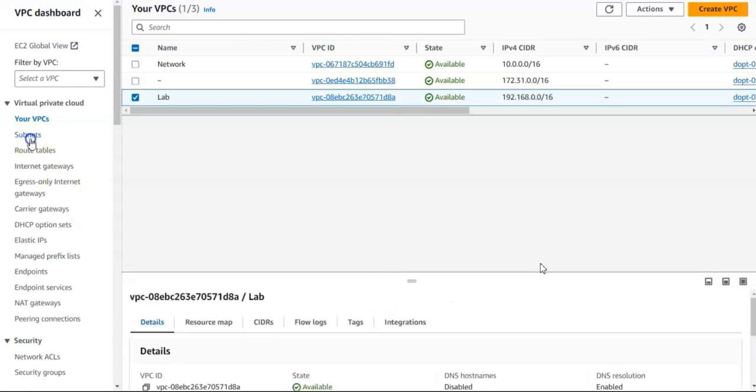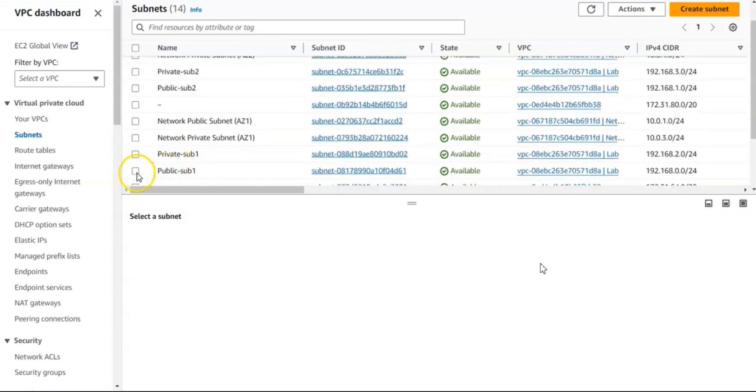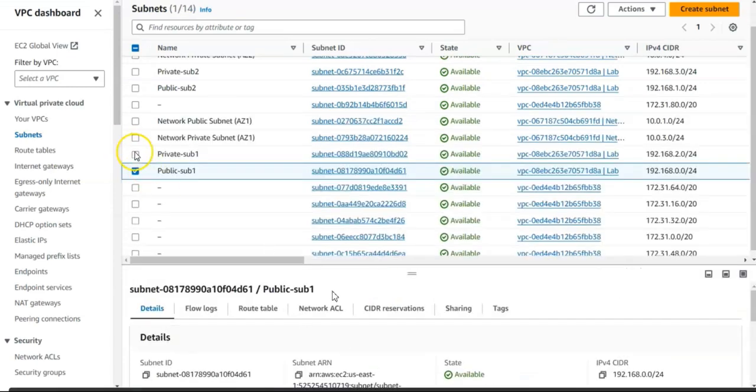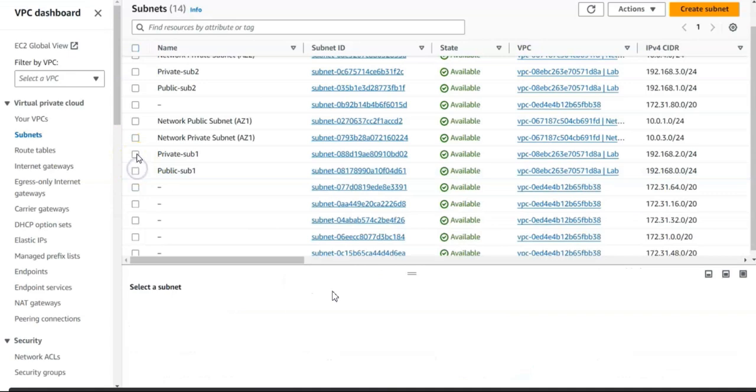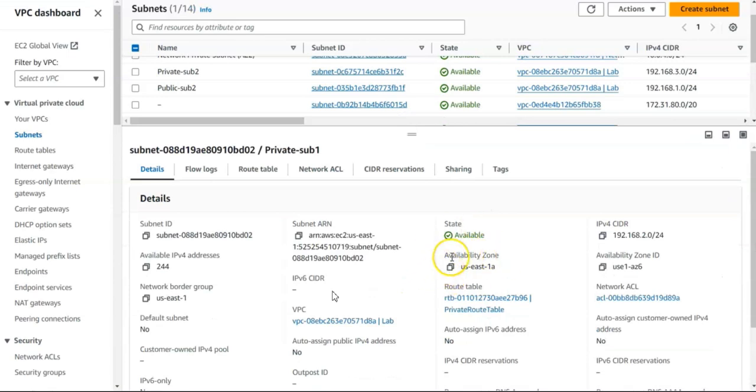So these are just the settings. And now let's move to the subnets. These are the subnets I created. So these are two public and two private subnets. And so this is the private one. So I kept the zones to be different. So one private and one public in one zone and another two in different zones.